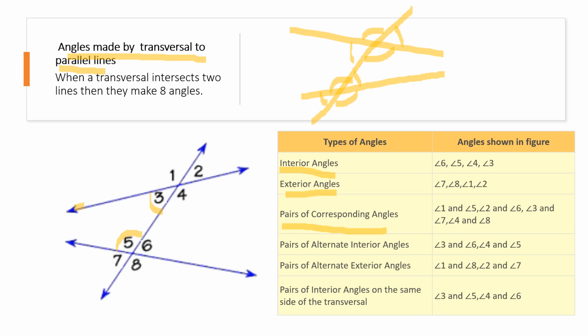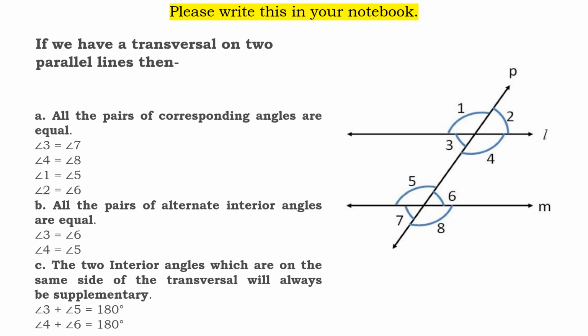Our main concept will be to concentrate on angles made by parallel lines. Fine. From here, these things are important, and I request you all to write them in your notebooks. If we have a transversal on parallel lines, please remember we will be only talking about parallel lines, not a transversal like this line cutting this line. These two lines are not parallel, so we are not going to talk about them. Please have a look at the figure drawn on the right hand side. Now here, what are the pairs of corresponding angles?